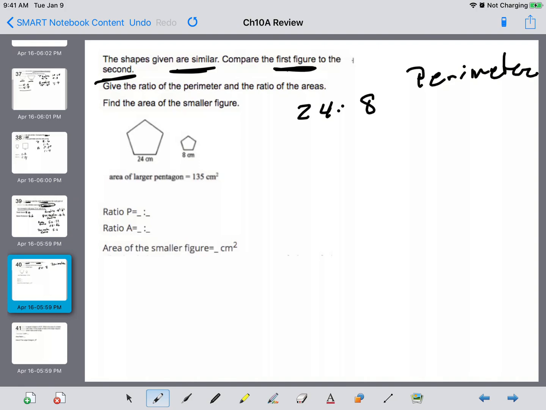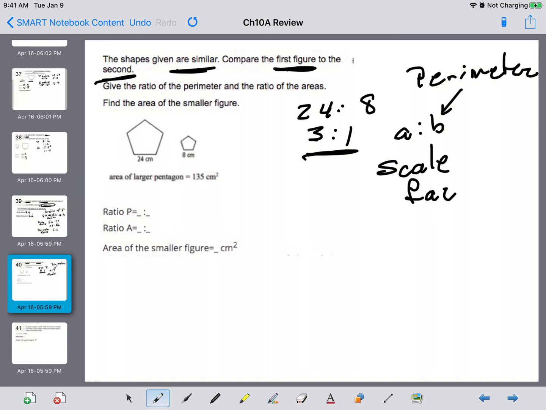Okay, so I reduced 24 and 8, and that is 3 to 1. So that is now reduced. Remember, that is A to B, which is my perimeter ratio, and it's also called my scale factor. Okay, so that's it. I've got my ratio, first figure to the second. First figure was bigger, so 3 to 1.